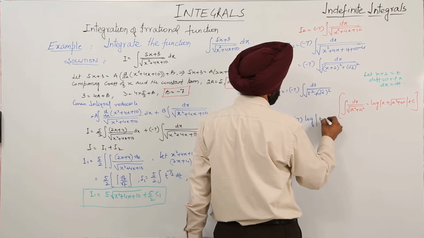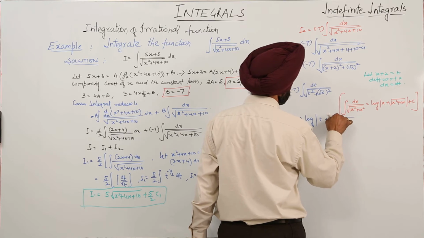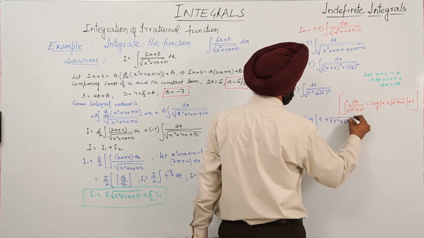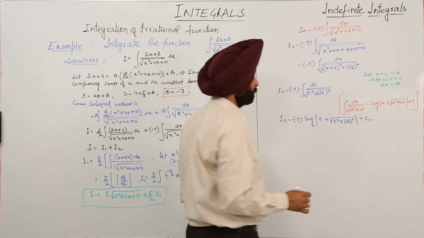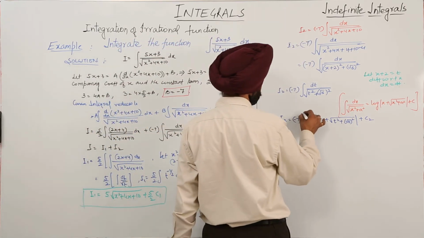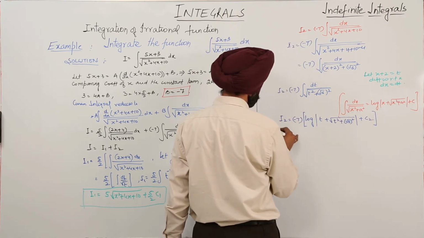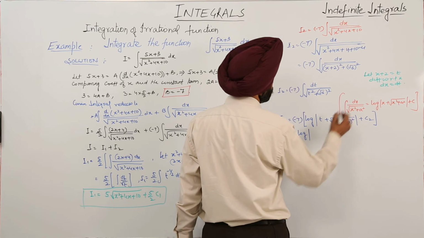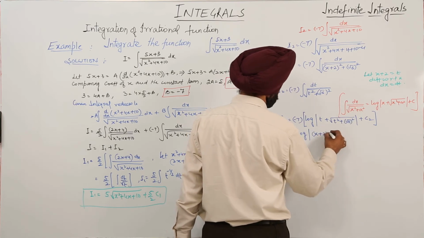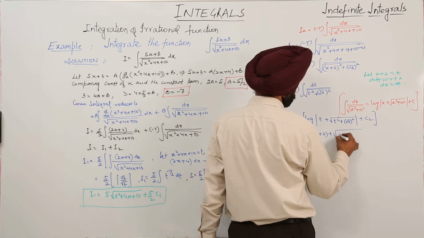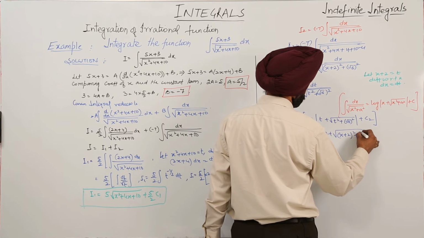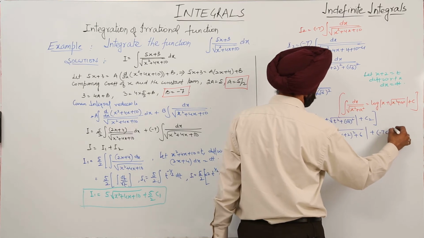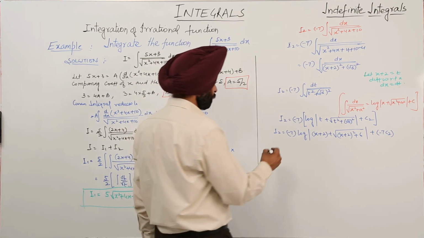Now using this formula we are having log t plus square root of t square plus 6, plus c2. Okay. Now this becomes log, t is what? x + 2, plus square root of t square.